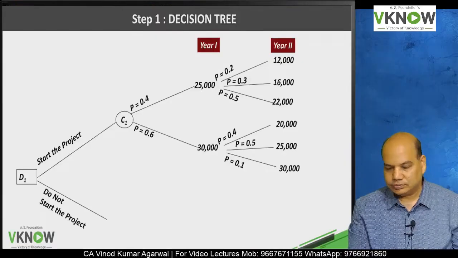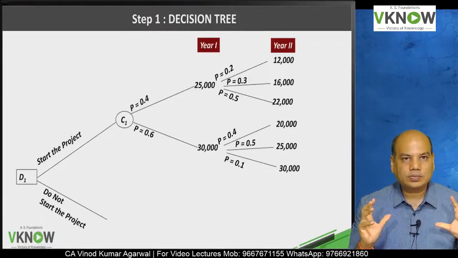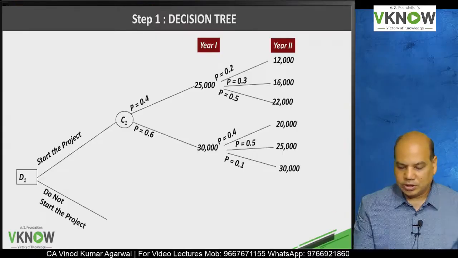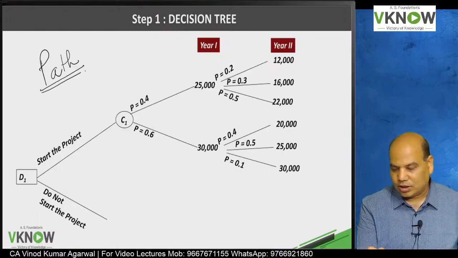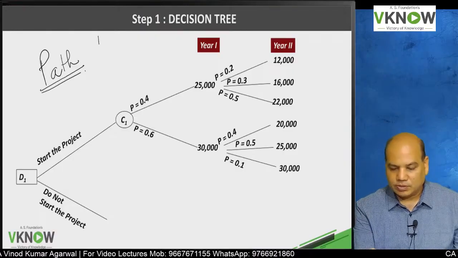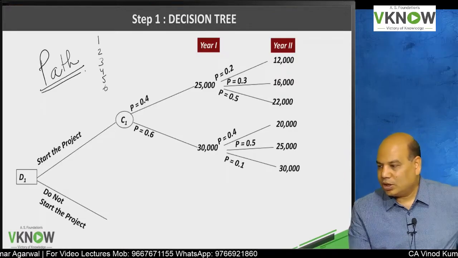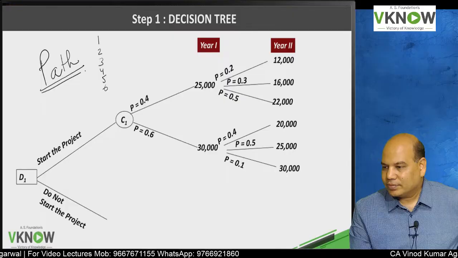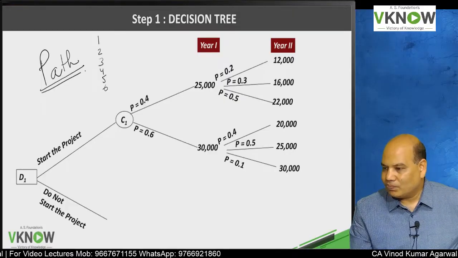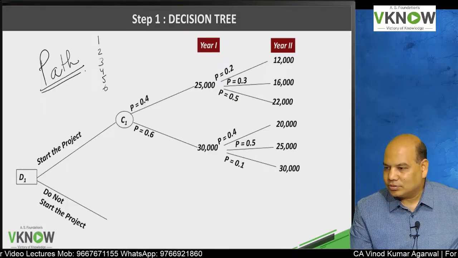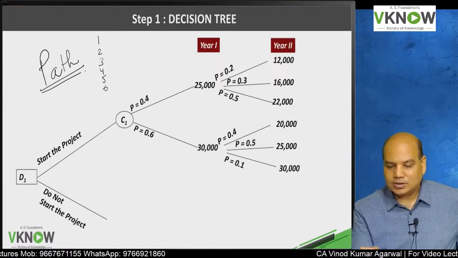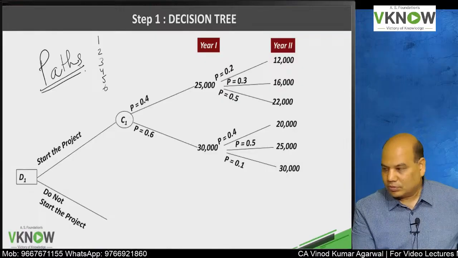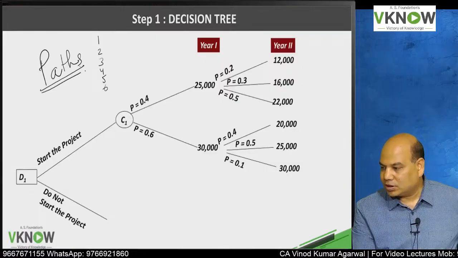Is it right? How many paths are possible? How many combinations are possible? Can you guess how many combinations are possible? 1, 2, 3, 4, 5, 6. I have given you 6 options. One of them is right. How many combinations or how many paths are possible? Anybody? 6 paths are possible.